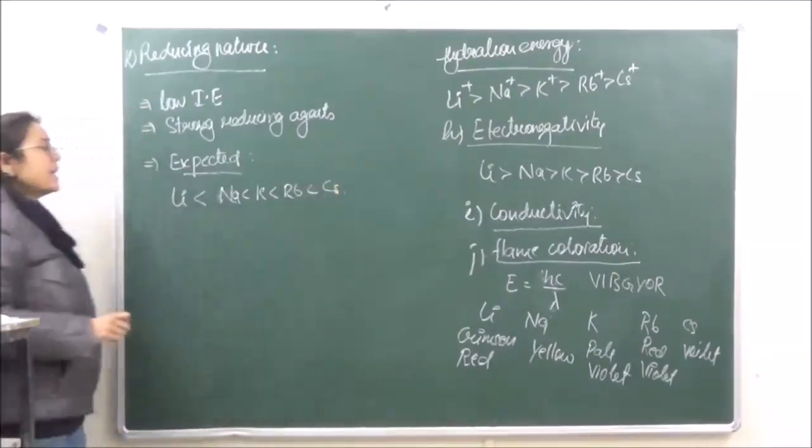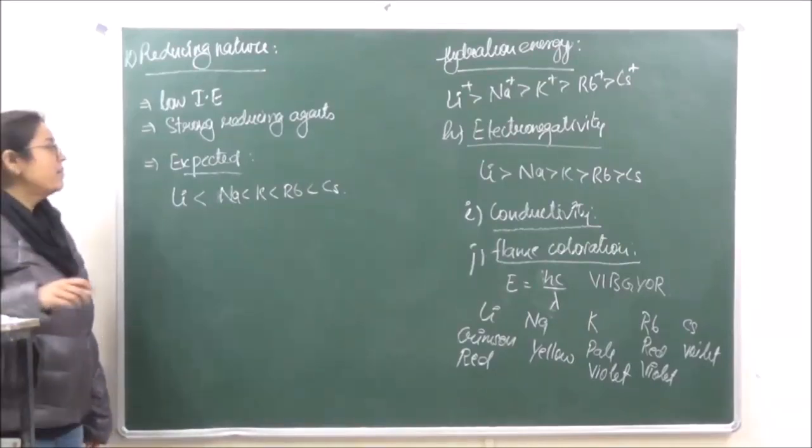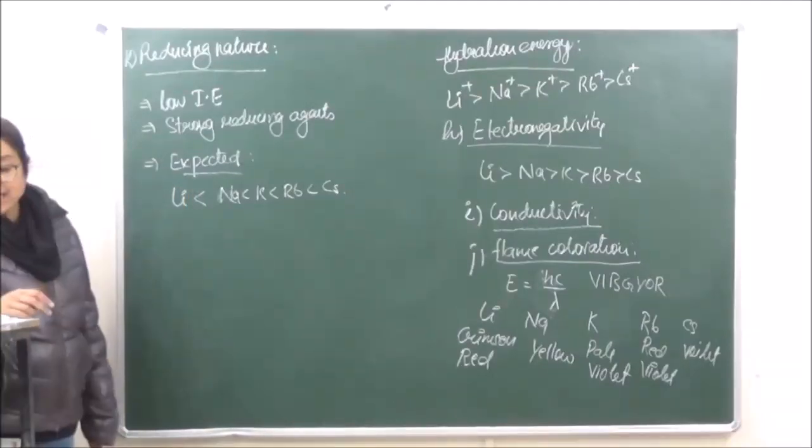But it is seen that the reducing nature does not follow this trend. So if you're looking at the reduction potential values of each of these, it is seen that lithium has the least or the most negative reduction potential value, according to which it should be the strongest reducing agent. But over here, according to the ionization energy, the trend we are following is that it is the least reducing agent. So what is happening over here?